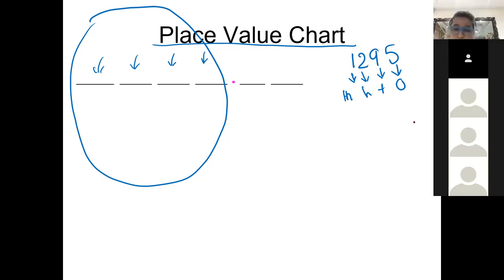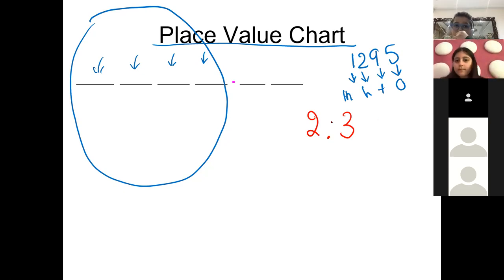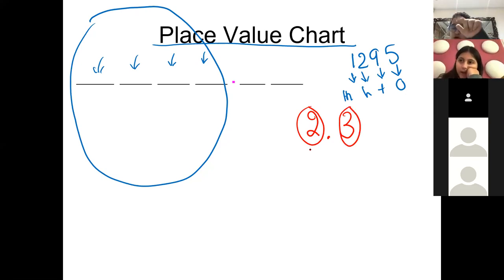Now, Murad, I will ask you. Tell me, this number 2.3, what does it mean? It means two boxes are colored and one box is colored only 3. Proud of you, Murad.